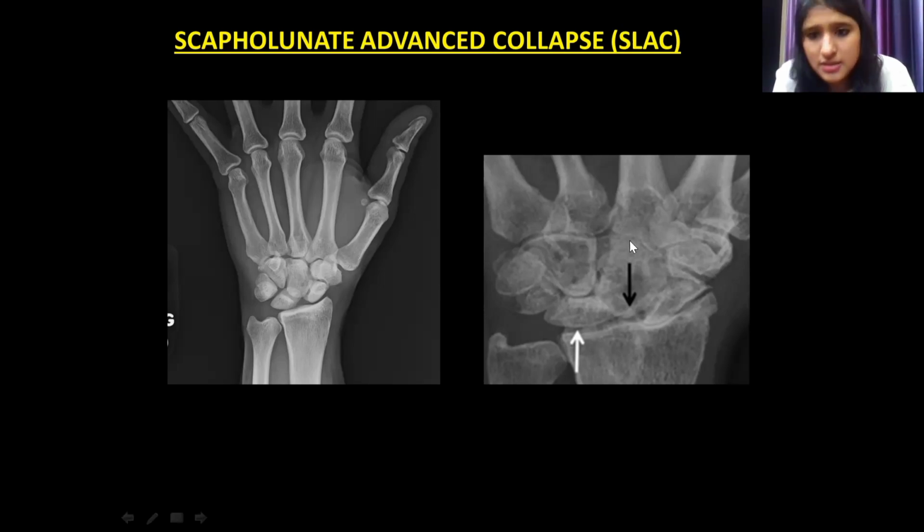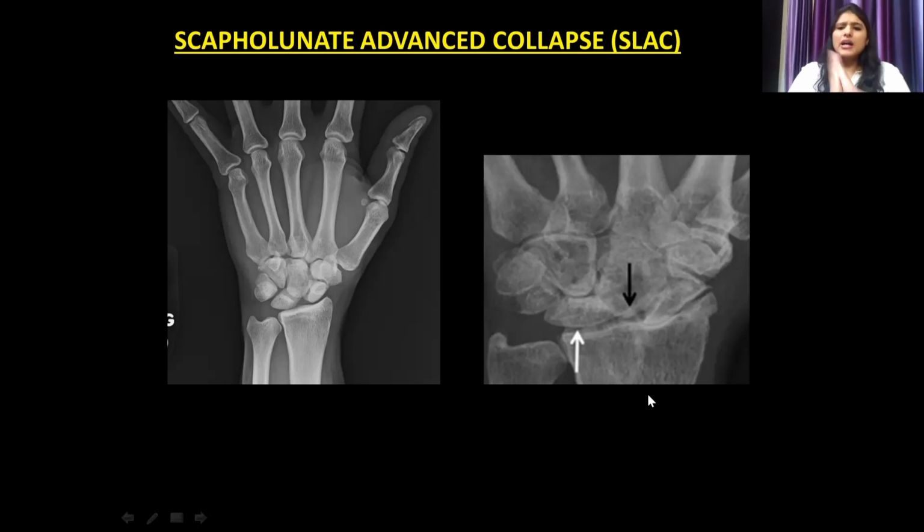Now, in this second radiograph, again, we can see joint space widening, and we can see proximal migration of the capitate in between this joint space. Also, we can see narrowing of the joint space between the capitate and the lunate, and some sclerosis along these articular surfaces. Sclerosis and osteoarthritic changes are also seen at the radiocarpal joint level.